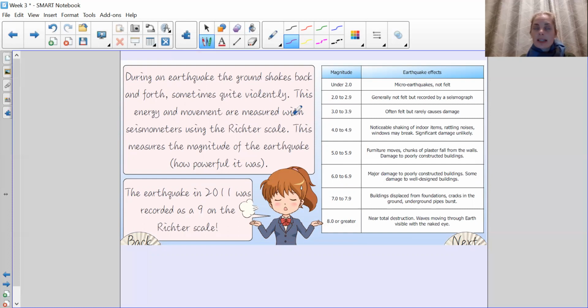So one of our steps to success was how do we measure an earthquake? We measure it on the Richter scale. This measures the magnitude of the earthquake and how powerful it was. Now in 2011, there was a really big earthquake that measured 9 on the Richter scale. So you can pause now and have a bit of a read here about the different effects.